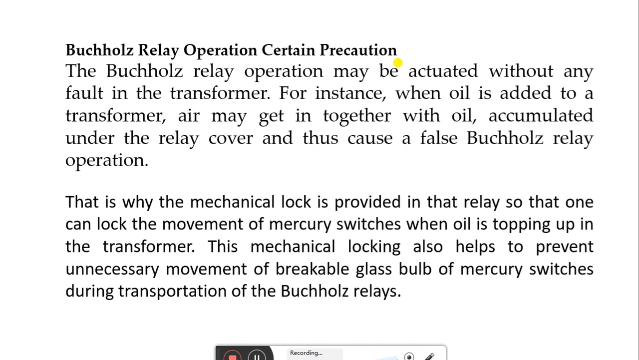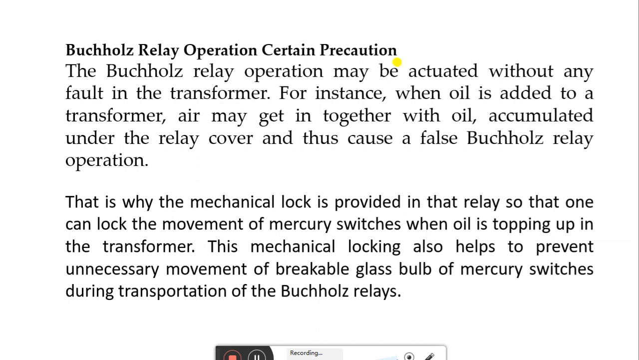So we have to take some precaution. That's why it has been demonstrated here that Buchholz relay operation needs certain precautions. The Buchholz relay may be actuated without any fault in the transformer. That's why I am telling you that it is not necessary that there will always be a fault in the transformer. It may be that there is no fault and still the Buchholz relay operates.